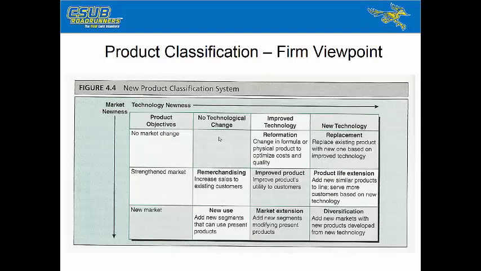So no technological change, but a strengthened market. Re-merchandising, trying to increase sales to existing customers. That's a form of innovation. No technological change, but a new market. So new use for a certain type of product or service. Add new segments that can use your present products.